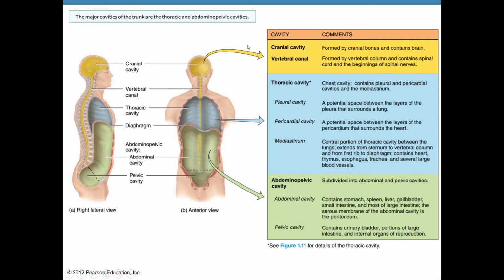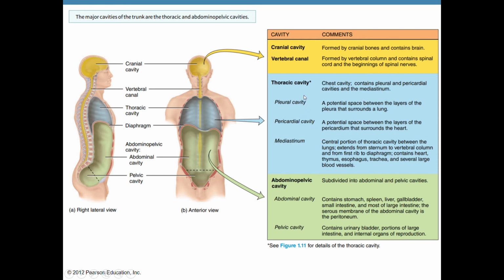In the cranial cavity and the vertebral, or the spinal, the cranial cavity houses the brain, formed by the cranial bones. The vertebral canal forms the vertebral column and contains the spinal cord and the beginnings of the spinal nerves. The thoracic cavity includes the pleural cavity, the pericardial cavity, and the mediastinum.